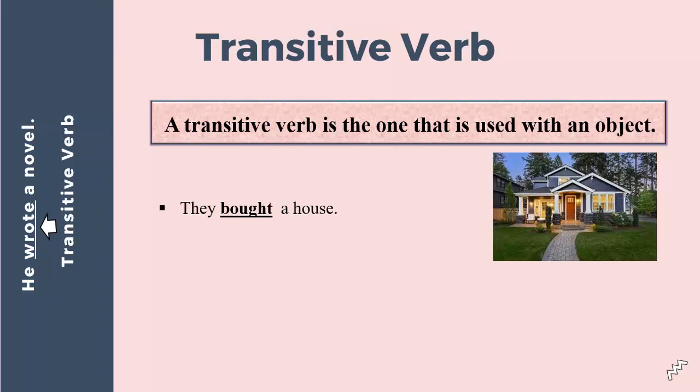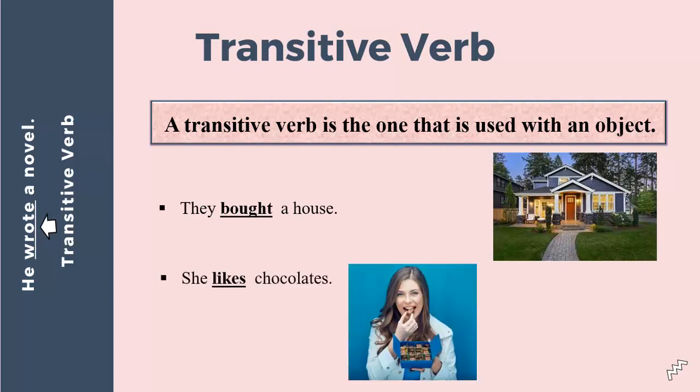We have added the object a house after the verb, and the object after a transitive verb can be a noun or a pronoun. Another example, she likes chocolates, where likes is a transitive verb followed by an object, which is chocolates. You need to remember one thing over here, that we can convert only those sentences into passive voice that have transitive verbs. Means the sentences having an object can be converted into passive voice, otherwise it's not possible to change the voice of a sentence.